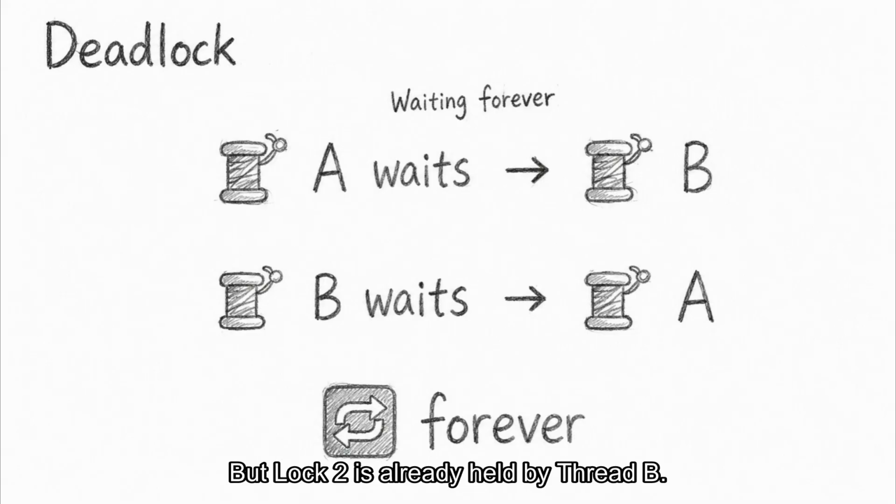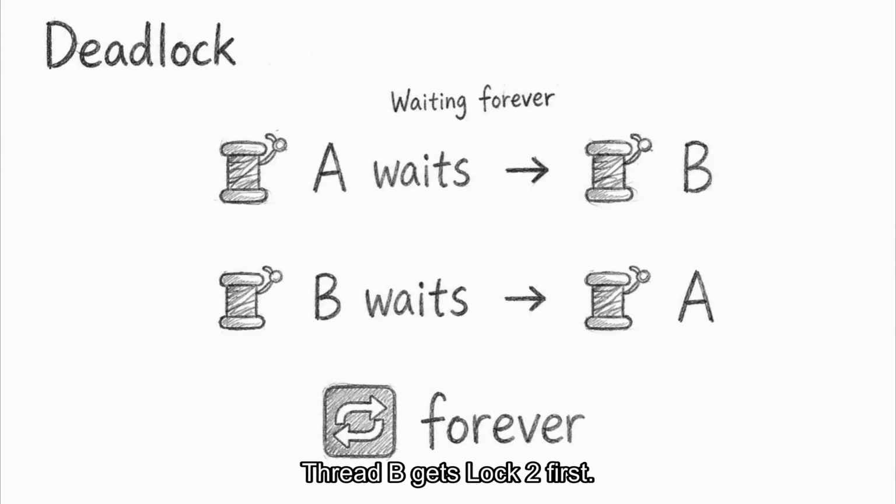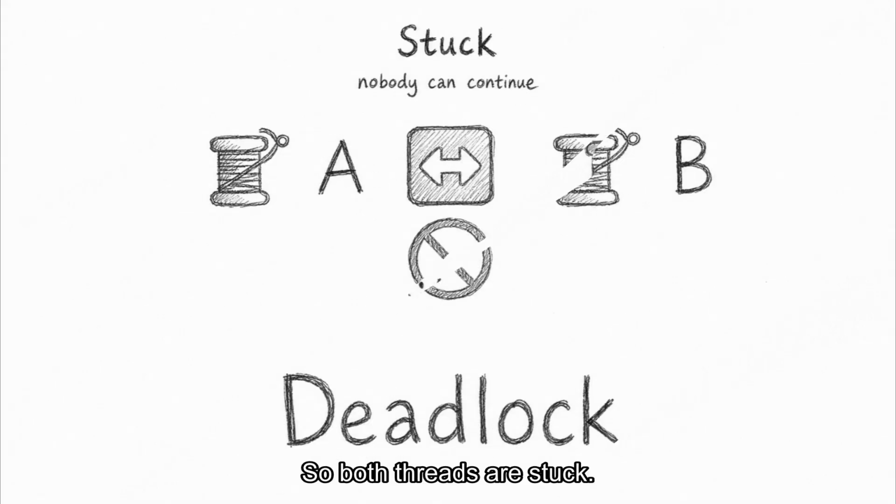But lock 2 is already held by thread B, so thread A should be waiting. Thread B gets lock 2 first, then it tries to get lock 1. But lock 1 is already held by thread A, so thread B waits too. Now thread A is waiting for thread B, and thread B is waiting for thread A, so both threads are stuck. This is deadlock.